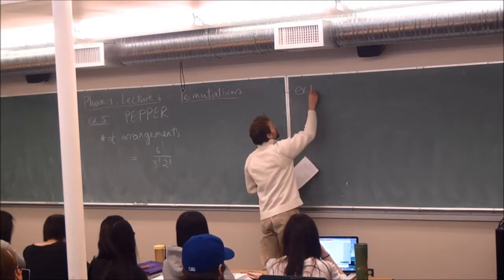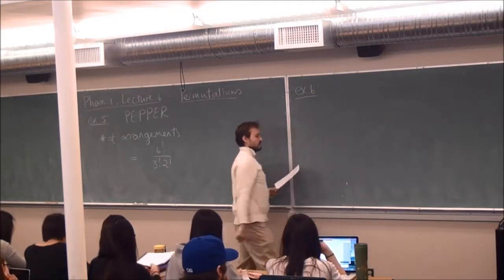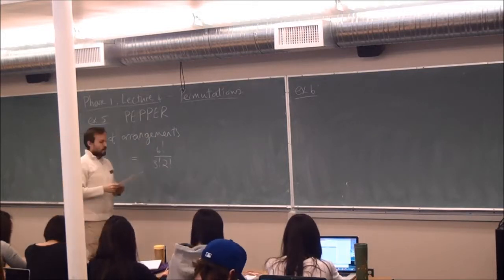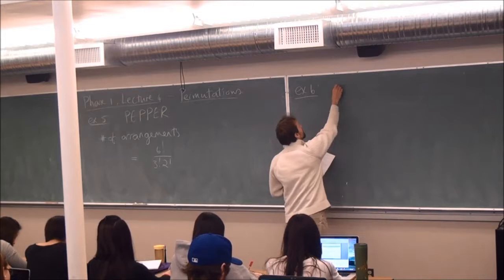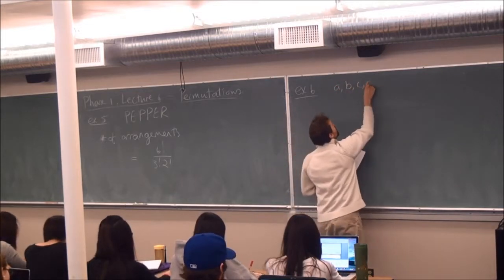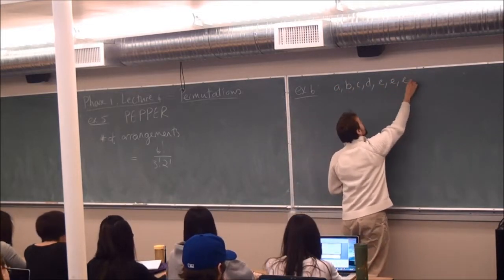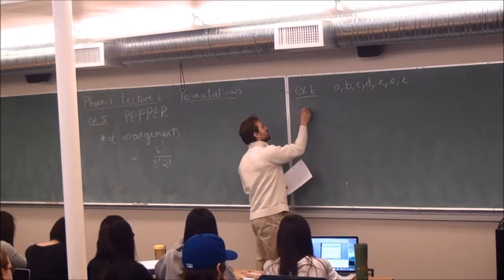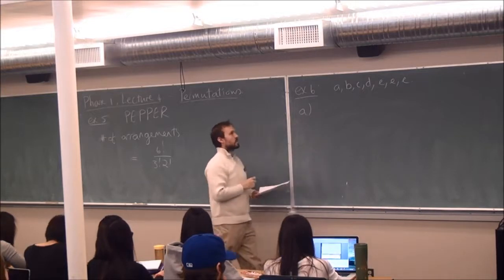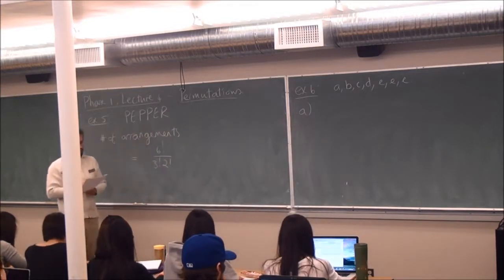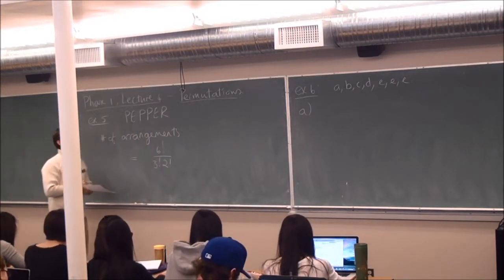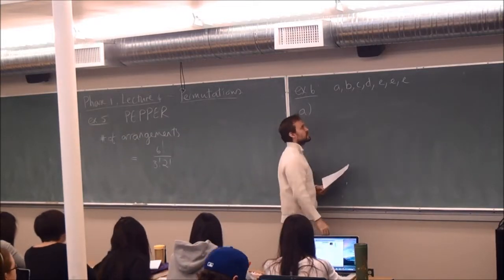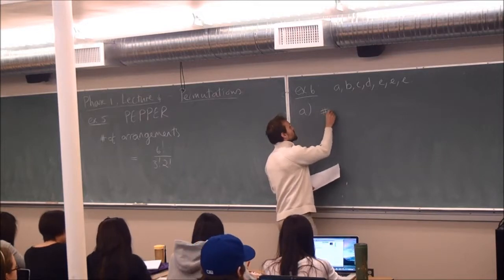Let's move on to practicing this with number 6. Now I'll have the letters A, B, C, D, and 3 duplicate E's. And I have different restrictions. I want to arrange them. The first restriction I have is no restriction. If I have no additional restriction, how many ways can I arrange them?